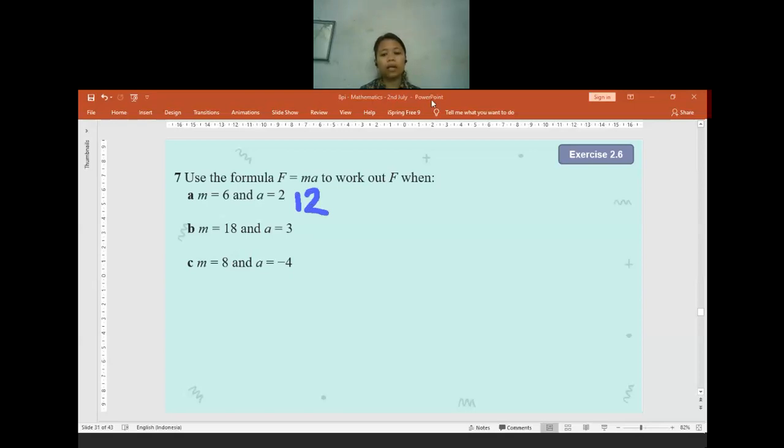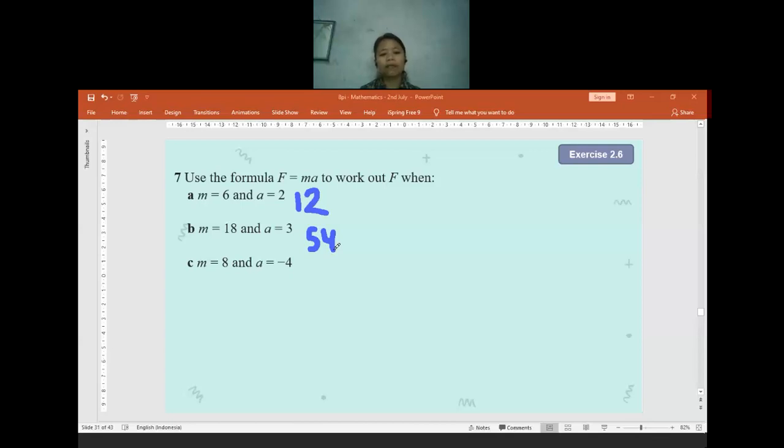Okay. If no one asks me any question, let us continue to question B. For question B, how many will it be for the value of F? 54. Okay, thank you. Is there anyone who got a different answer or is confused with the answer 54? No? Okay. If no one is confused, let us continue to question 7C.